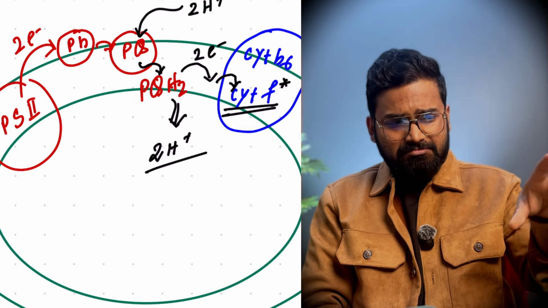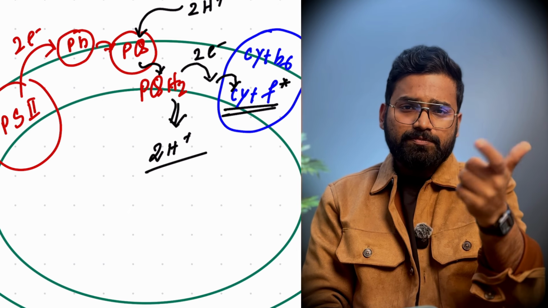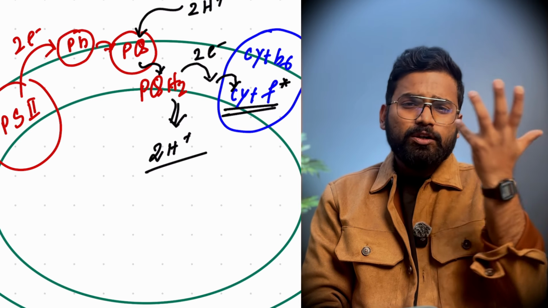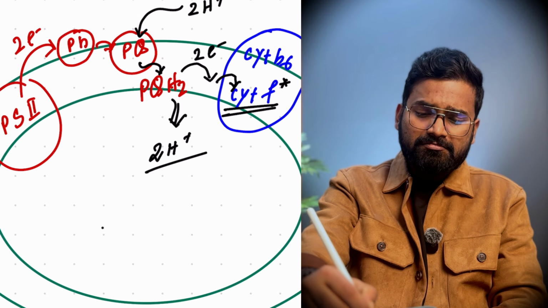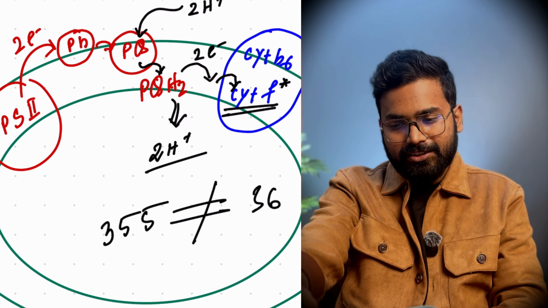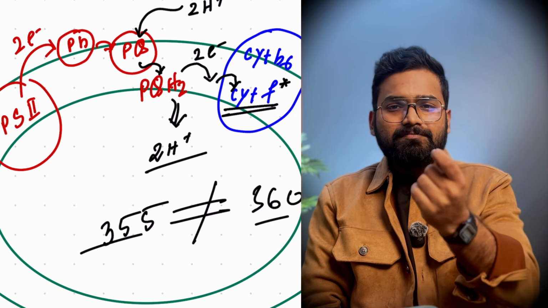So in this series of NCERT Beyond the Lines episodes, I will take up some more important topics like this, which will boost your preparation. Remember one thing, 355 is not equal to 360 in NEET biology. So this small, simple variation changes the game entirely.